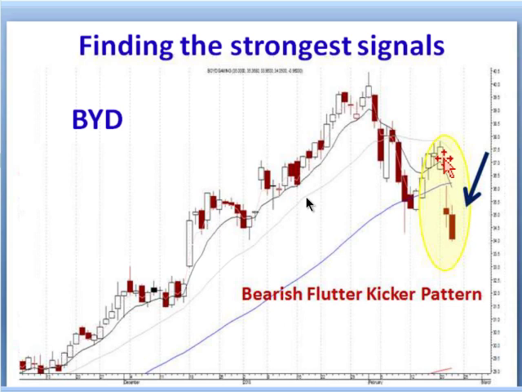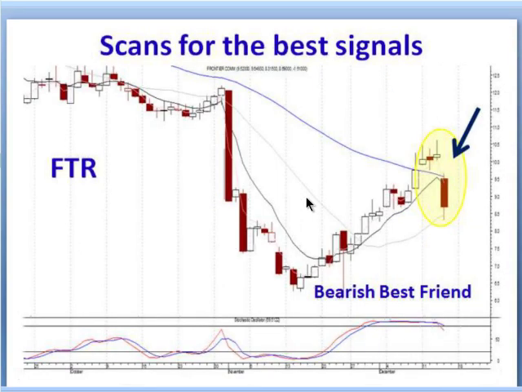Bearish kicker signal, especially with a gap down, tells us there's probably going to be a lot more downside. A bearish best friend, very simple. Doji, shooting star, gap down. What's that telling us about investor sentiment? There's a lot of force to the downside.